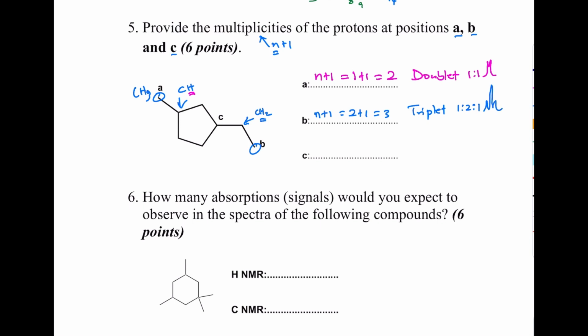Then last, number C, that one has several neighboring carbons. I'll call these M, N, and O. So M is a CH2, so it has 2 hydrogens, O is a CH2, has 2 hydrogens, and N is a CH2, has 2 hydrogens. So basically you end up adding all the neighboring hydrogens, and that makes a total of 6. So n is actually 6. n plus 1 equals 6 plus 1, which equals 7, and that's called a septet. And that's a more complicated splitting pattern. You can just call it a multiplet.